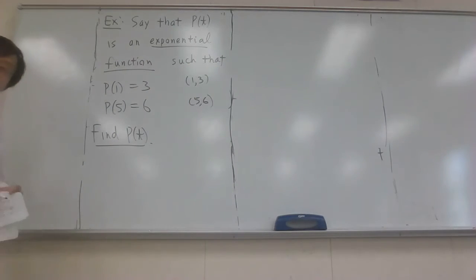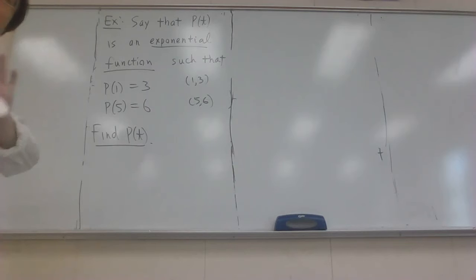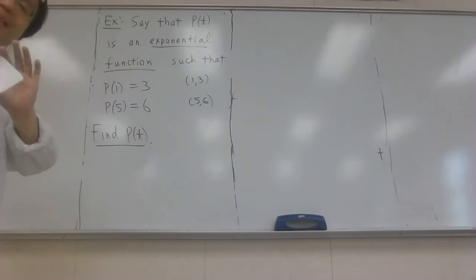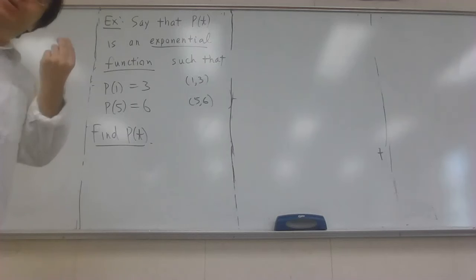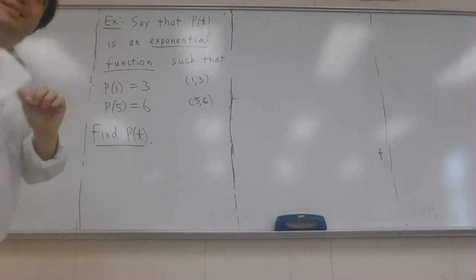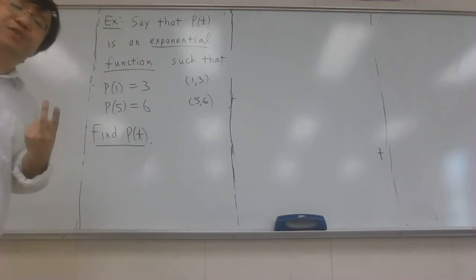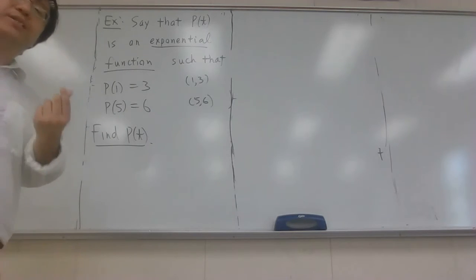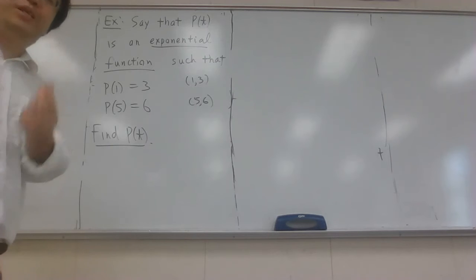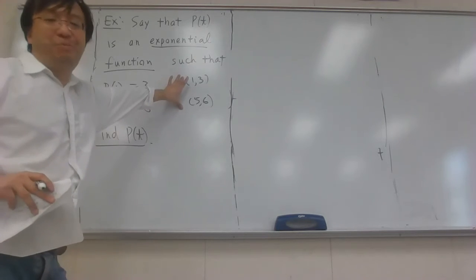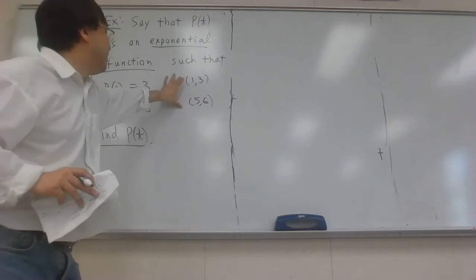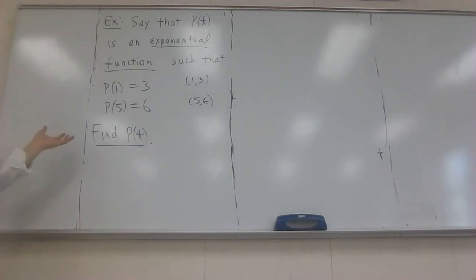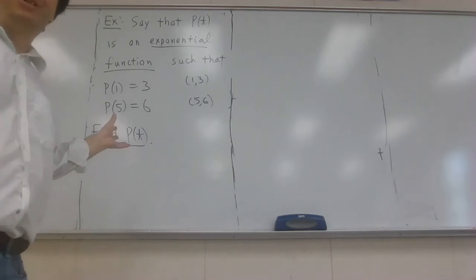But now remember what I just said and erased. Two points determine a unique exponential function. So there is one and only one exponential function. Exponential functions are so nice that, like straight lines, two points determine a unique exponential function. Most other functions don't have this property. So there's one and only one exponential function that passes through these two points. And so we're asked to find out what that exponential function is.